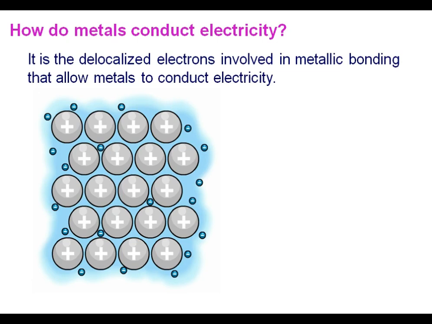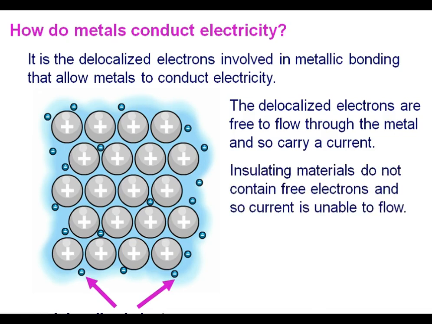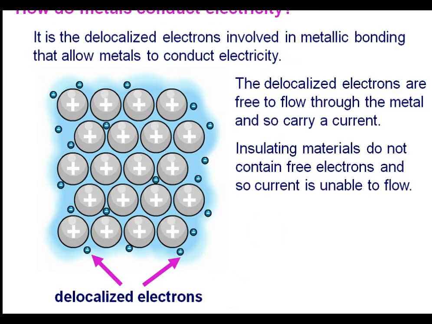How do metals conduct electricity? It is the delocalized electrons involved in metallic bonding that allow metals to conduct electricity. The delocalized electrons are free to flow through the metal and they carry current. Insulating materials do not contain free electrons and so current is unable to flow. I can say these are known as localized. Let me change my cursor, please. This is localized.